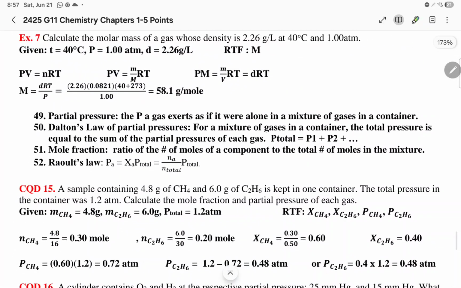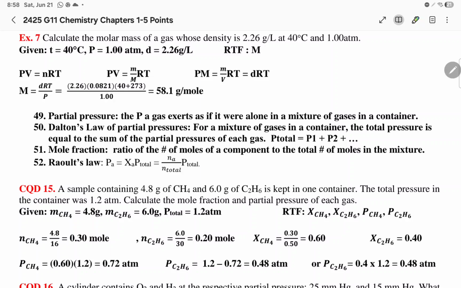Now the partial pressure is how much pressure a gas would exert if it was not a part of the mixture, if it was alone in the container. So how much pressure each gas exerts is what partial pressure is.